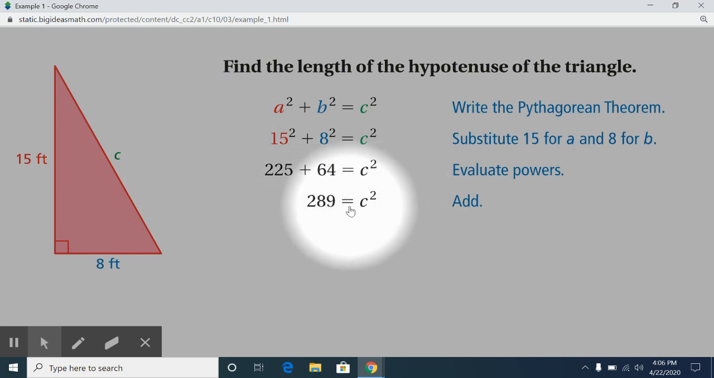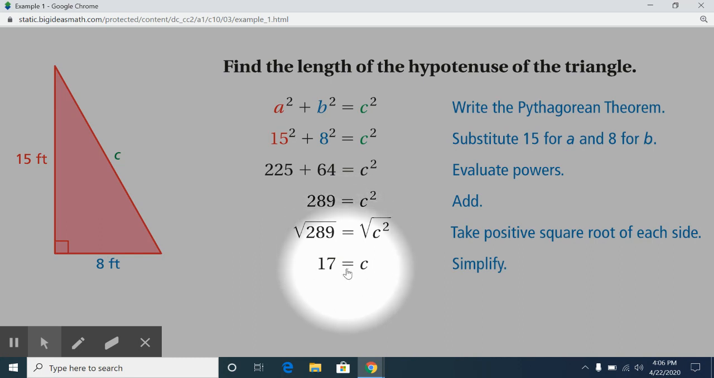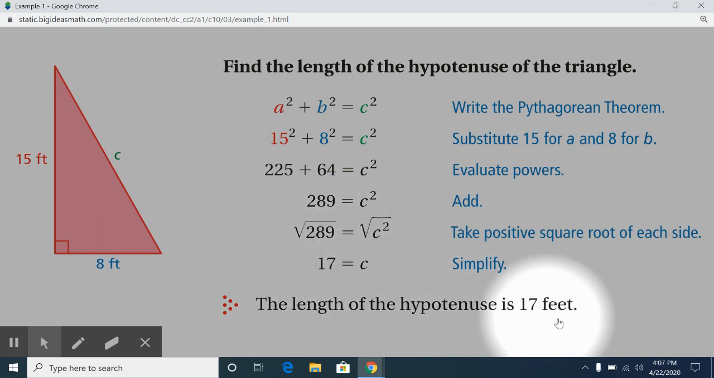Okay, now we kind of learned this. How do we find what c is if we know what c squared is? We take the positive square root because we're talking about a distance, right? We're talking about a length. So only the positive square root makes sense. Okay, so we take the square roots of both sides and we get c equals 17. All right, so we found our hypotenuse is 17 feet. Okay, should make sense. Pretty simple.